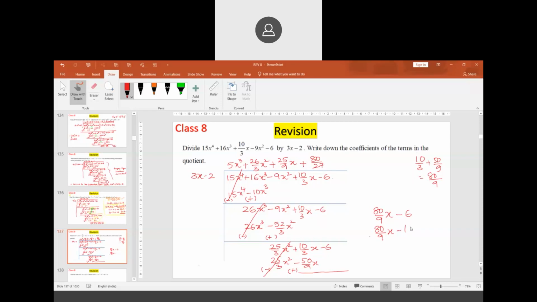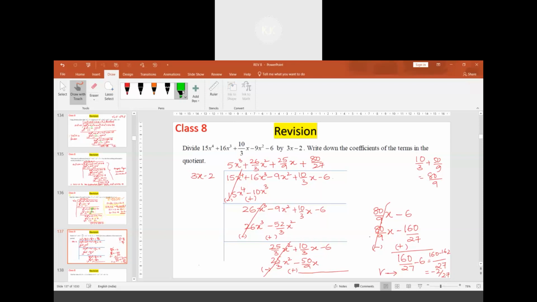Now there is minus 160 upon 27. Now let's change the sign. This again gets cancelled. These are only numbers we have to simplify. It's nothing but 160 by 27 minus 6. If you take the LCM, it is 27. This will be 160 minus 27 times 6, which is 162. So the remainder obtained is negative 2 by 27, minus 2 by 27.